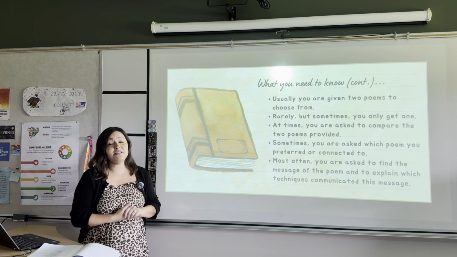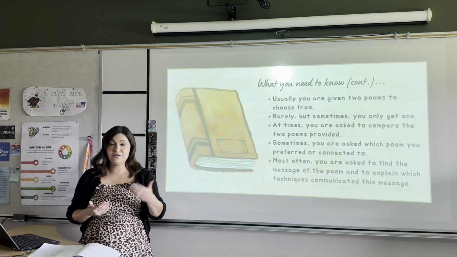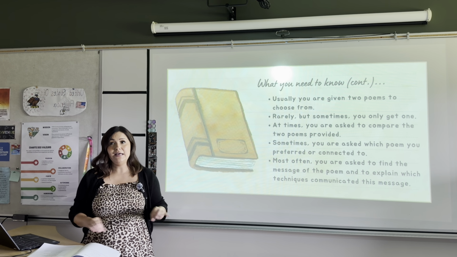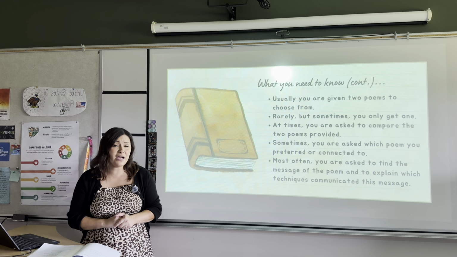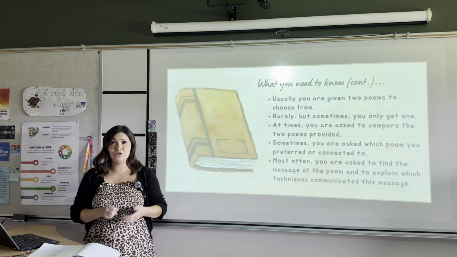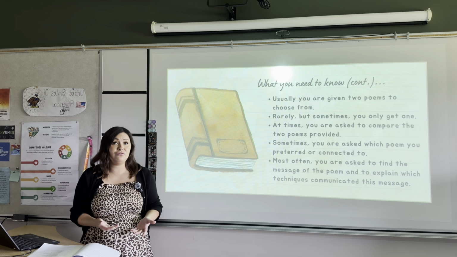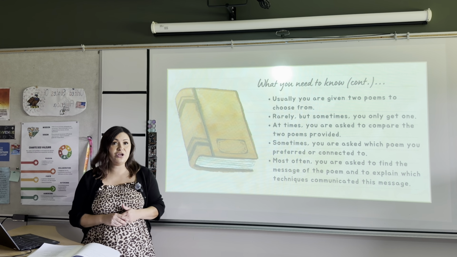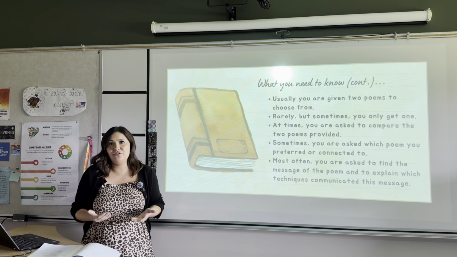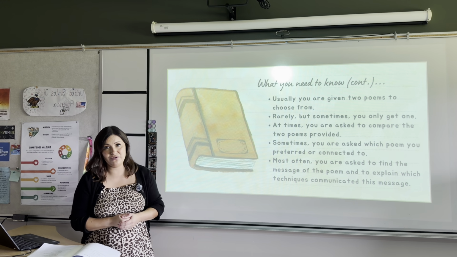But the preference one is definitely the easiest prompt, okay? Whether you read both, you say which one you liked and why you liked it. That's the easiest prompt you could ever get. I've only seen it a couple times since I've started teaching this exam, but it has happened, I'd say 2-3 times. And so it's good to be prepared for that. You still need to know figures of speech. You still need to know how to annotate a poem to have valid reasons why you liked it or not. But that's definitely the easiest prompt you'll get.